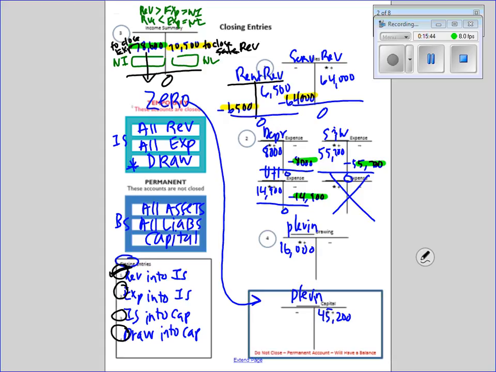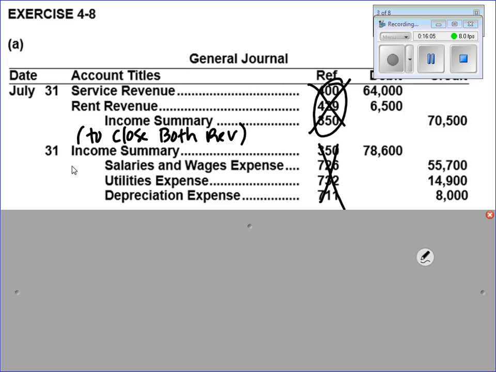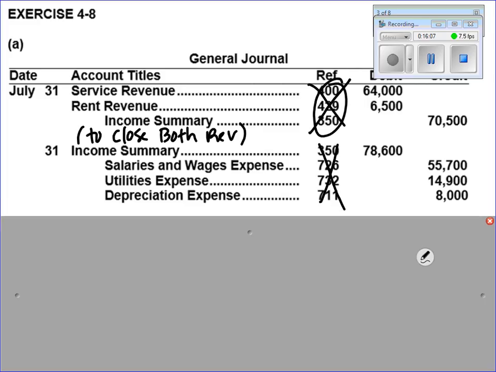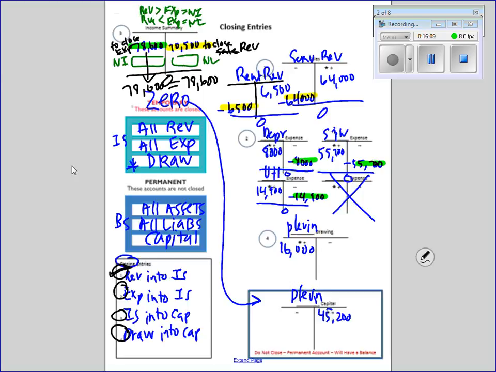So if I bring that 78,600 to equal 78,600, I need to add to the credit side. And in this case, it's a net loss. So the difference between 78,600 and 70,500, I'll just peek. 8,100 is what we need to put in here for net loss.